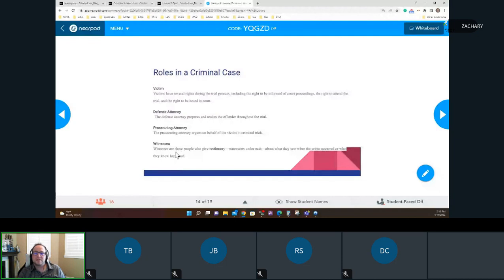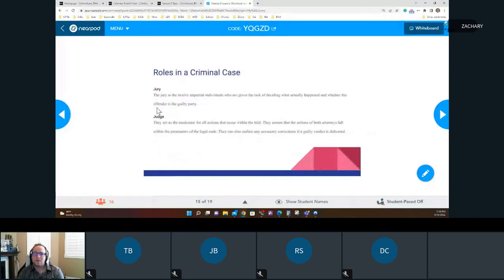You also have witnesses, who give testimony, their statements under oath, about what they saw, when the crime occurred, and what actually happened. Then some other big ones. You have the jury. The jury is 12 impartial individuals who are given the task of deciding what actually happened and whether the offender is a guilty party.